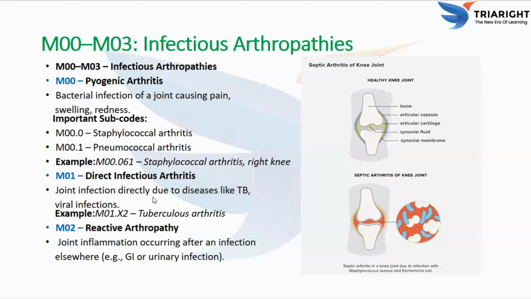So next, coming to M01. M01 is direct infectious arthritis. So here the joint infection is caused directly by a known infectious disease. These causes include tuberculosis, viral infections, Lyme disease, and also fungal infections. So these infections spread from the disease process into the joint. So for example, M01.X2, tuberculosis arthritis. So this is different from M00, which is usually caused by bacteria entering the joint from outside.